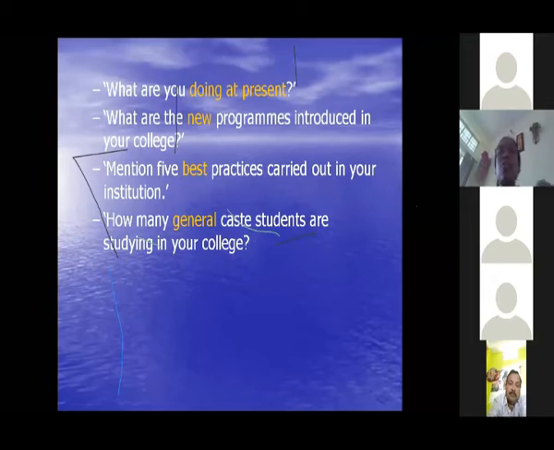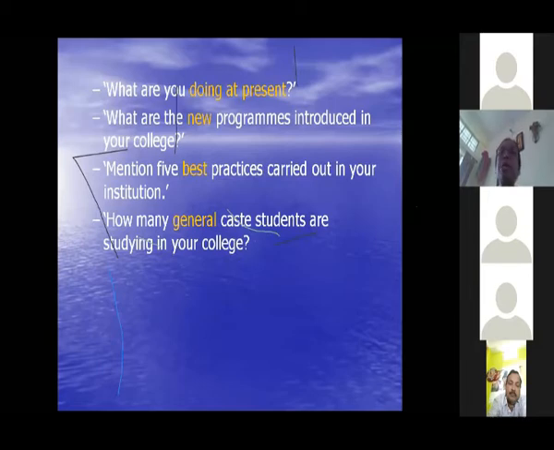If there are this type of wordings in a question, we need to define them properly. For example, what are you doing at present? New programs, general. So we need to define these terms, otherwise one may get confused. Say for example, new programs. In that case, one may be confused whether you're asking about the new programs introduced in the institution, or the new programs introduced in the education system itself, or otherwise.